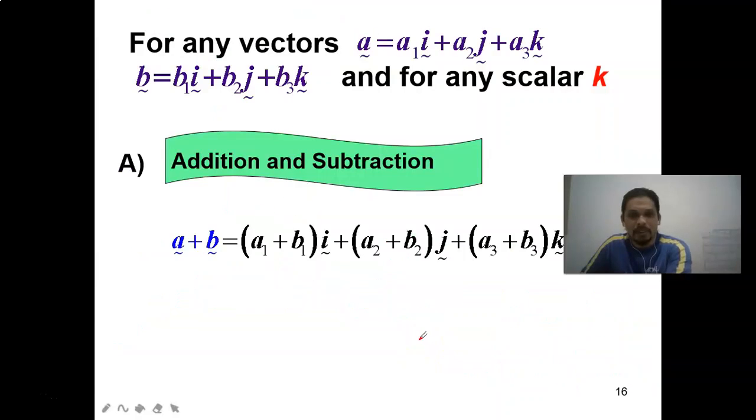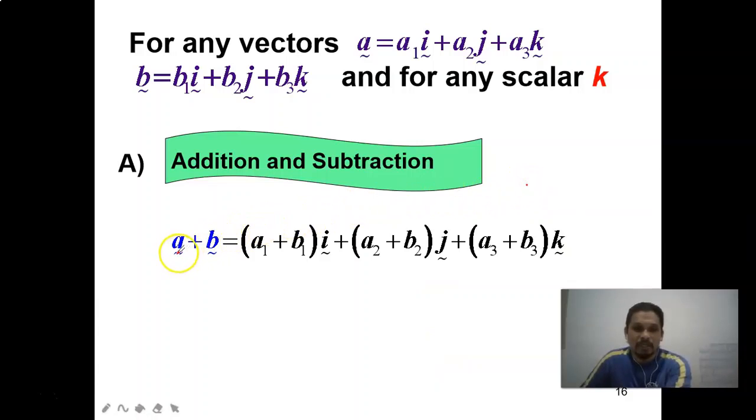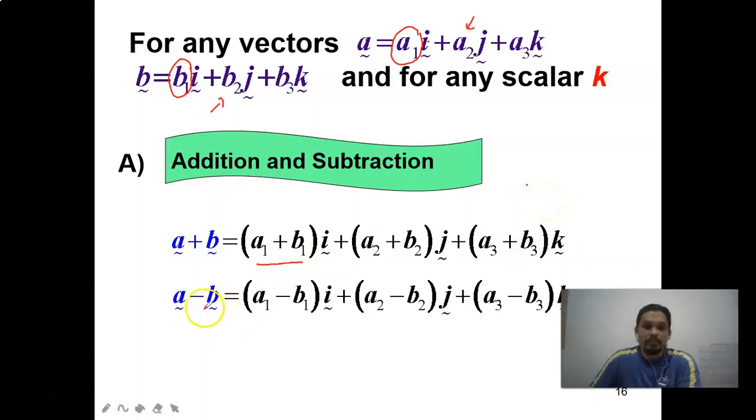So for any vectors A and B, and for any scalar k, consider the addition and subtraction of vector A plus vector B. We add the magnitudes in the same direction: I with I, so we get A1 plus B1 for I, then A2 with B2 for J, and also A3 with B3 for K. Subtraction of two vectors is the opposite of this, where we only operate between the magnitudes of I with I, J with J, and K with K, as you see on the screen here now.